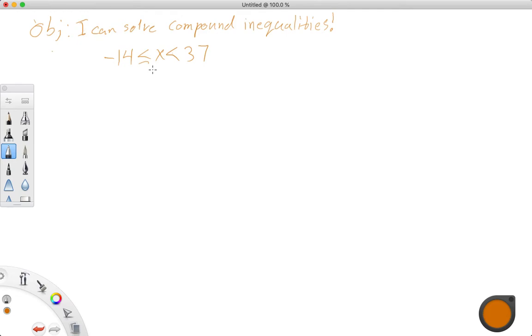We'll do a couple of examples, and I believe there are some YouTube videos and some Khan Academy exercises that will let you practice that. But we want to be able to solve these, and this one doesn't need to be solved. Let's do another one. Let's have something like negative 12 is less than 2x plus 4, which is less than or equal to 46. That seems like a good number.